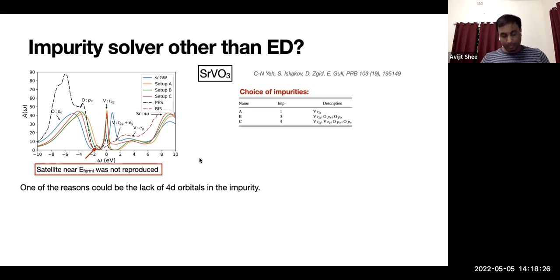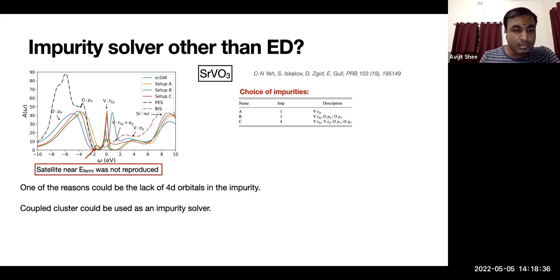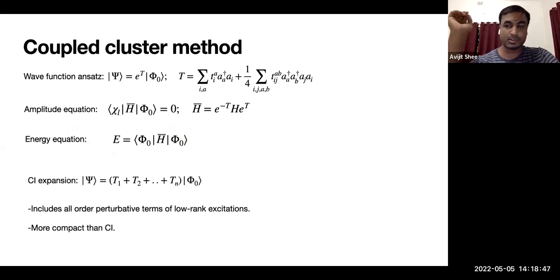So what is necessary is a somewhat cheaper method that can deal with more orbitals. Coupled cluster could be used as one such impurity solver. So why coupled cluster? For that, let me provide a little bit more background on coupled cluster.